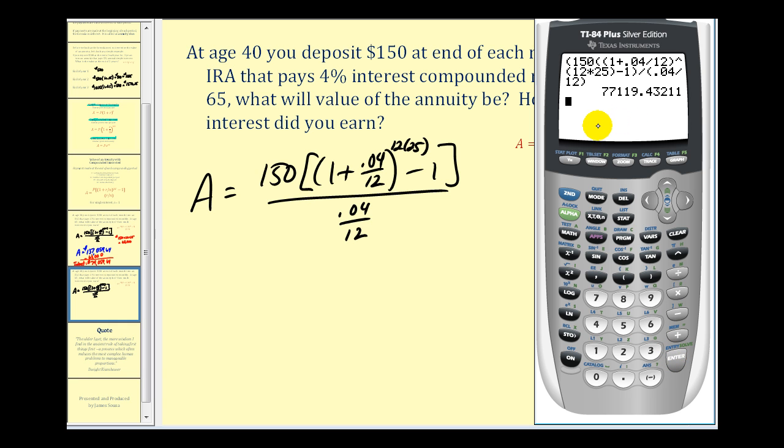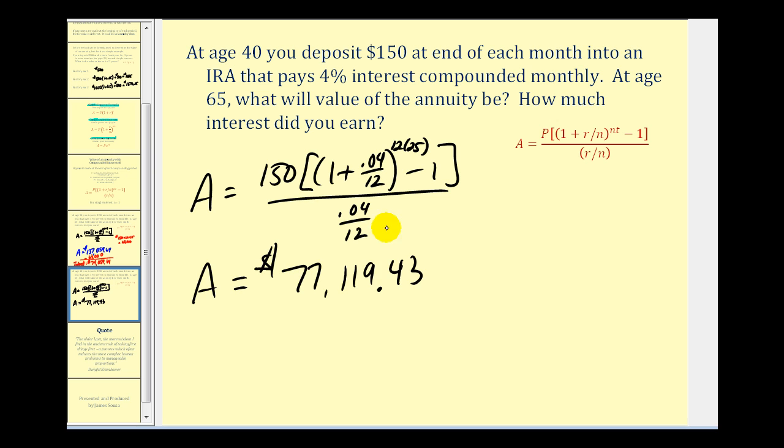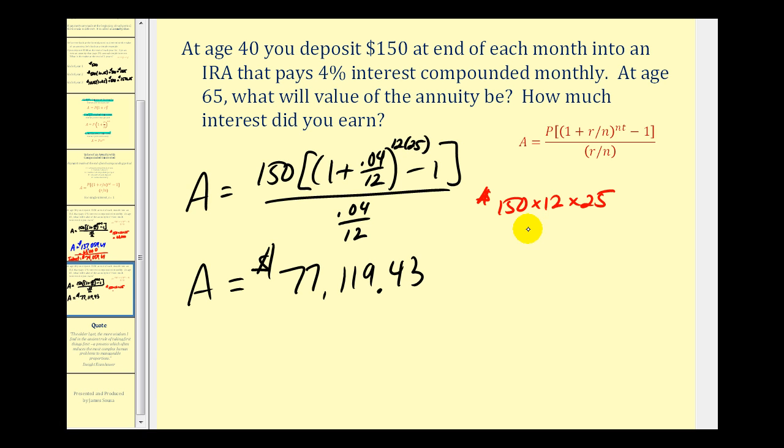So now notice the balance dropped considerably. Now it's only $77,119 and approximately 43 cents. So let's go ahead and determine the total interest earned. So the total amount deposited would be $150 per month, so times 12 for 25 years. 150 times 12 times 25 is equal to $45,000. This is the total amount deposited over the 25 years.